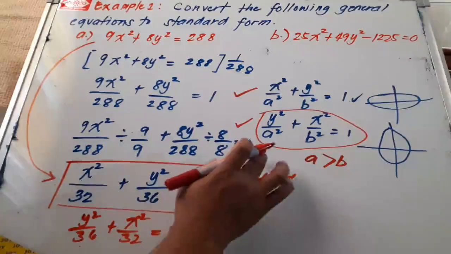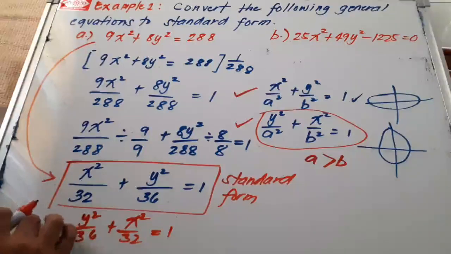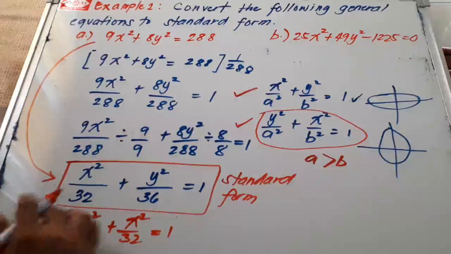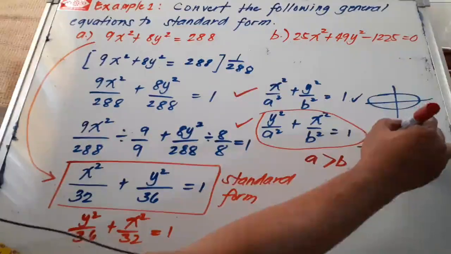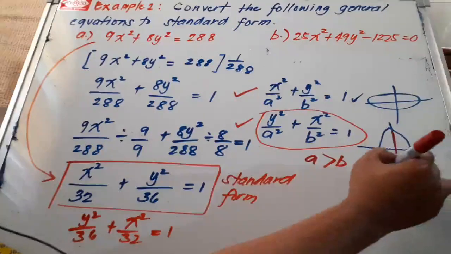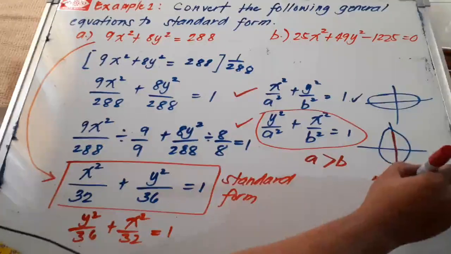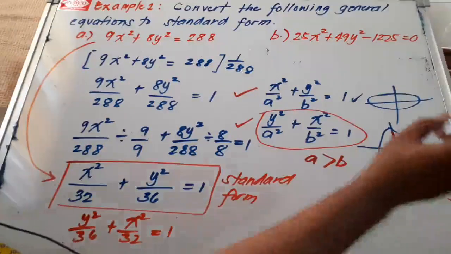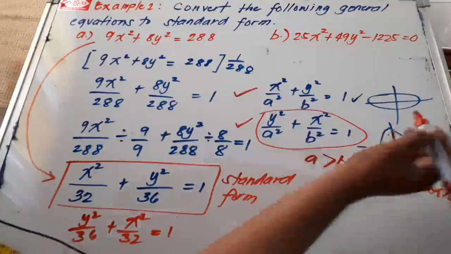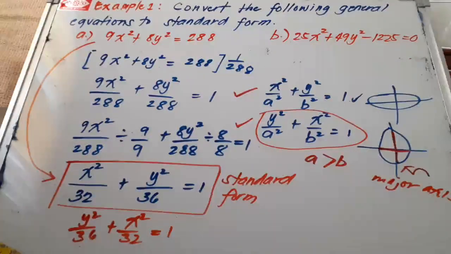Okay? So itong kamat niya. So we're expecting, if we're going to graph this equation, we have an ellipse wherein the major axis lies along the y-axis. Yun ang ating major axis. Okay? And this will be our minor axis. Okay? So that is how to convert the general equation of an ellipse to standard form. Okay? So I'm going to answer also letter B.